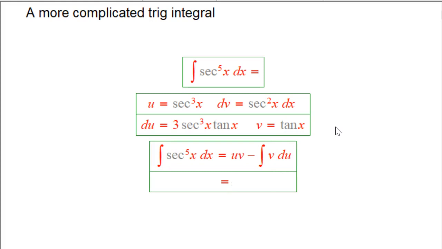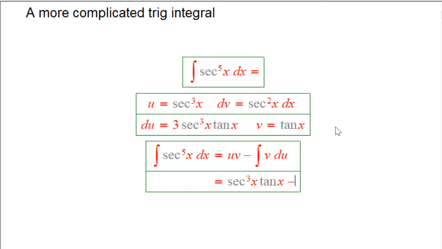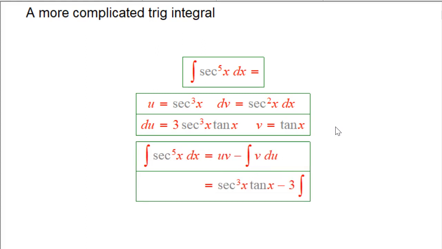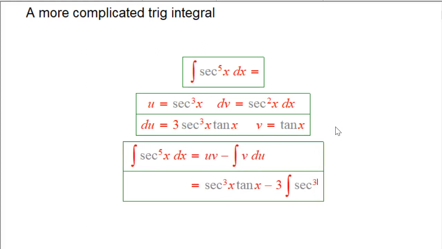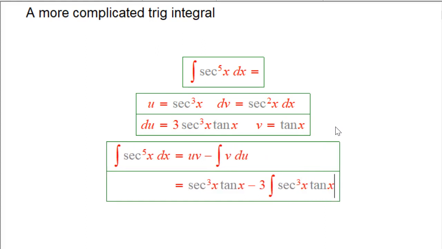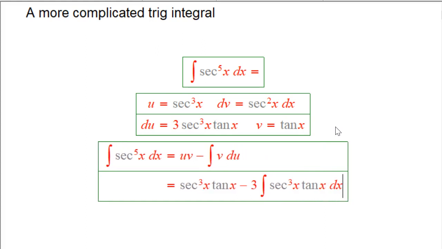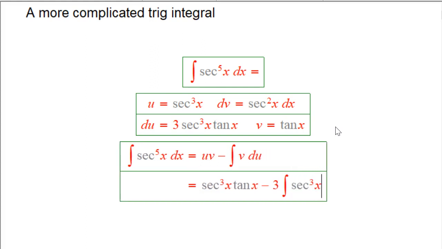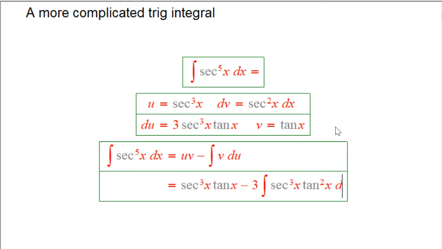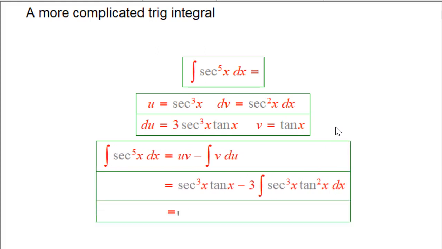All right, so uv, remember parts, that's integral uv minus integral v du. Okay, and so uv is going to be secant cubed x tan x minus 3 integral of v du, and so that's going to be secant cubed x tan x dx. Okay, sorry, just totally wrong. V du, it's the bottom. 3 secant cubed tan squared. Okay, I'm not totally wrong. I just looked at the wrong thing. Tan squared x. Okay, we're clearly not done.